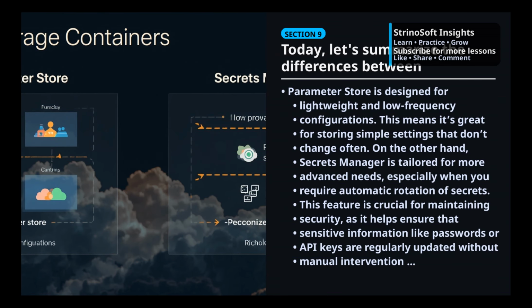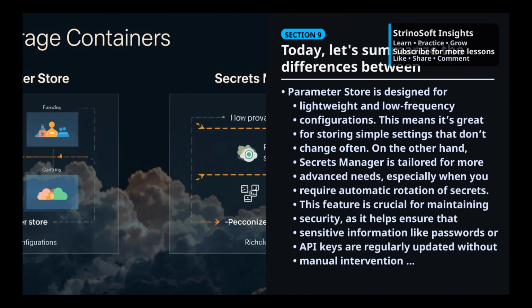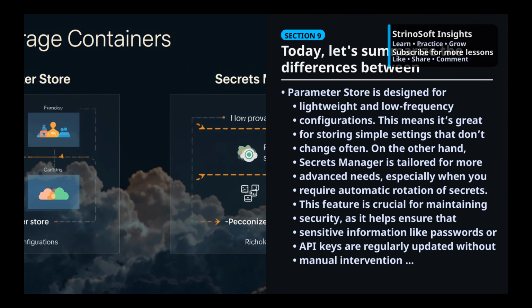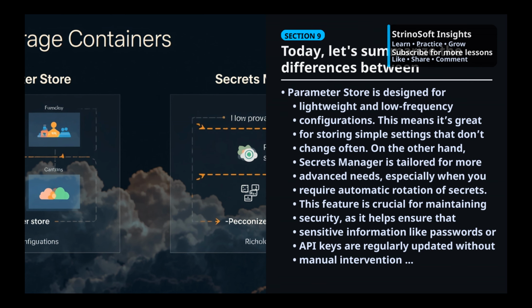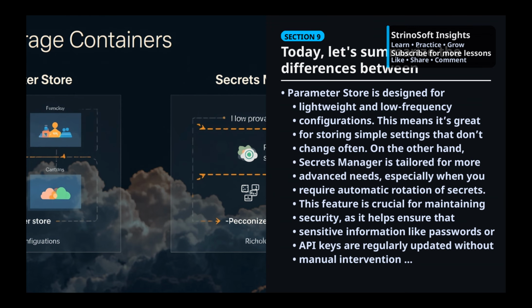Parameter store is designed for lightweight and low-frequency configurations. This means it's great for storing simple settings that don't change often. On the other hand, Secrets Manager is tailored for more advanced needs, especially when you require automatic rotation of secrets. This feature is crucial for maintaining security, as it helps ensure that sensitive information like passwords or API keys are regularly updated without manual intervention.